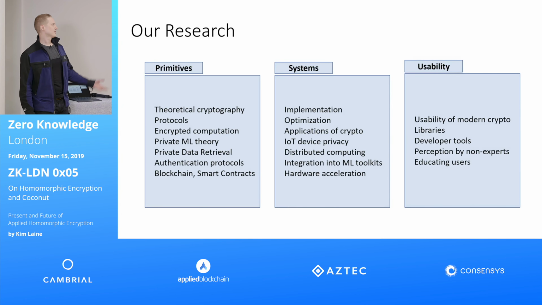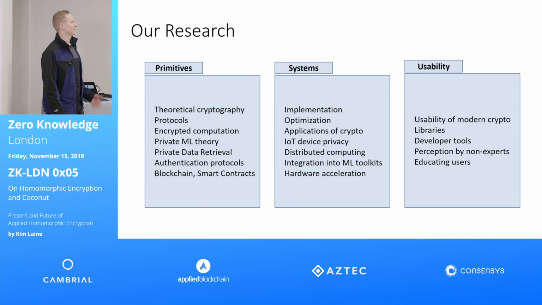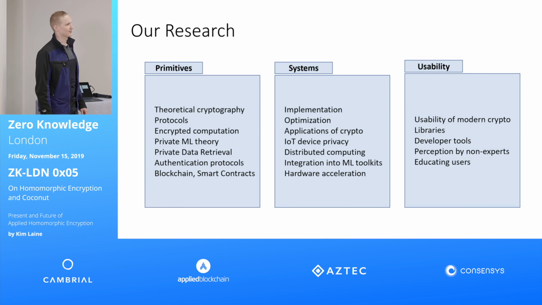I have this silly slide here because I often give these kinds of talks to academic audiences and try to recruit people. Our group does all kinds of things actually. We do things like theoretical crypto protocols, machine learning privacy research, some blockchain, but we also do a lot of implementations. We build systems from modern cryptography.